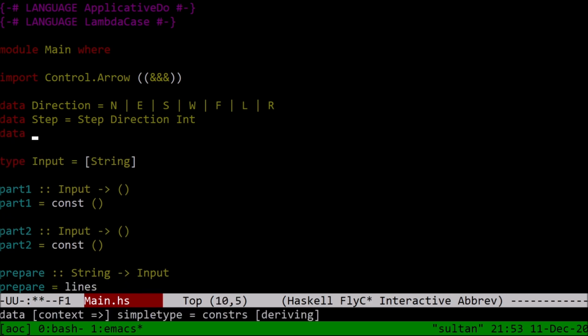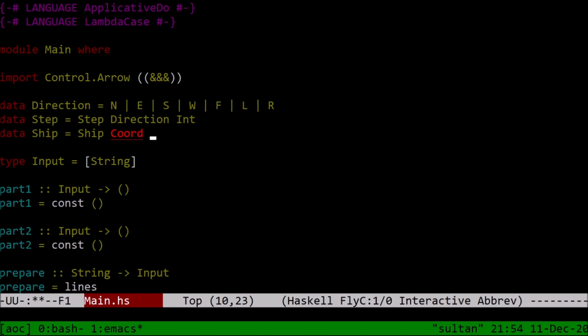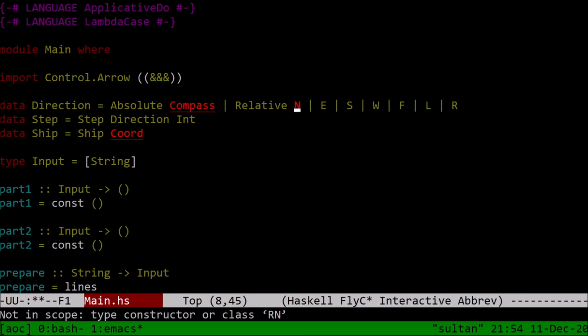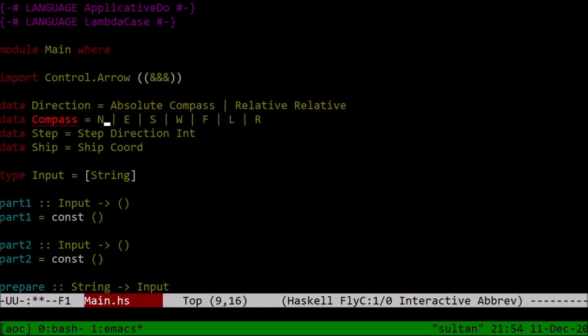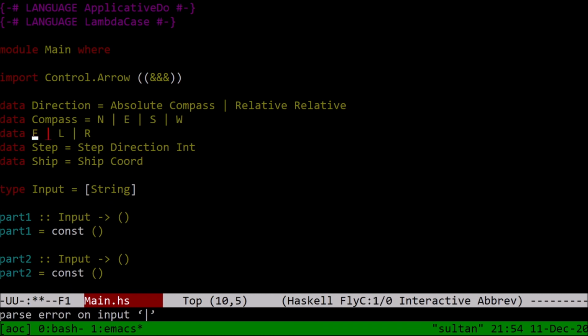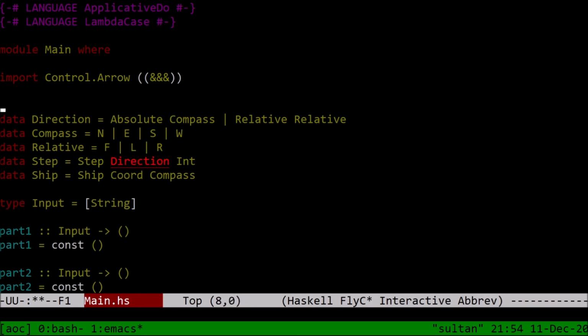And we probably want somewhere a data Ship, which is a ship of a few things. First, a coordinate, and a... Actually, this was not the right way to define direction. Absolute compass or relative, let's say. Data Compass equals this. Data Relative equals this. And now our ship needs both a coordinate and a compass direction in which it is currently facing. We need a type Coord equals a pair of Ints. Okay, and this seems like about all the data types we'll need today, probably. For part one, anyway.